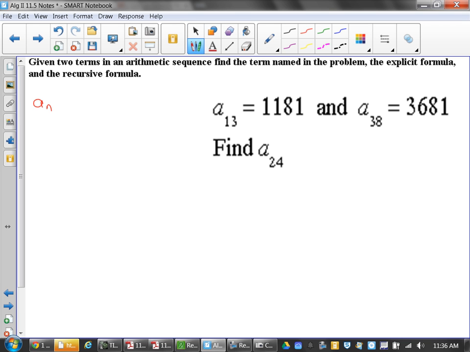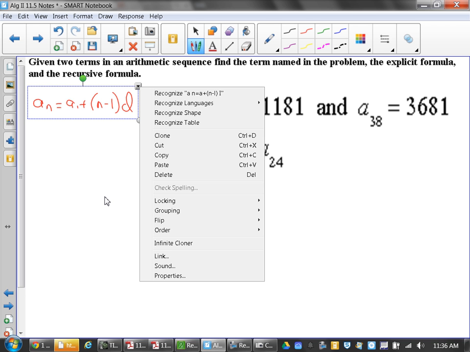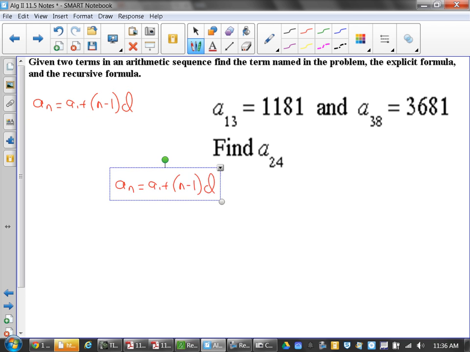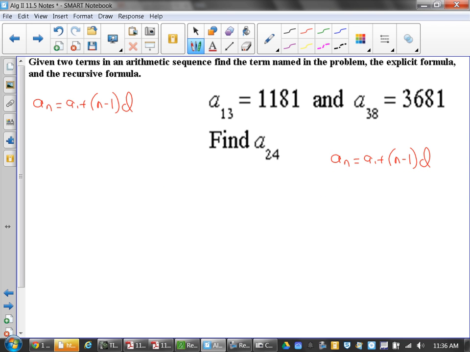I'm going to write out the formula twice. One here and one there. It is kind of helpful, isn't it? I know that the 13th term is 1181. That relates to the first term. What's the n? This is 13 minus 1 times my difference. So 1181, first term, plus 12 times the difference. Everybody okay with that? Substitution, simplify, that's all I can do.